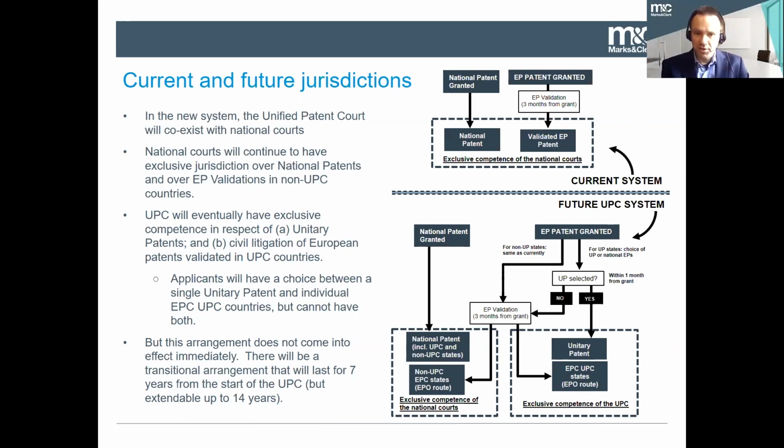National validations in non-UPC member states are still exclusively dealt with by the national courts. And if you wanted to escape the UPC jurisdiction, even in UPC member states, then your only choice after 7 years is national patent filings. Right, but that's only in 7 years' time, right? So let's have a look at the transition provisions.